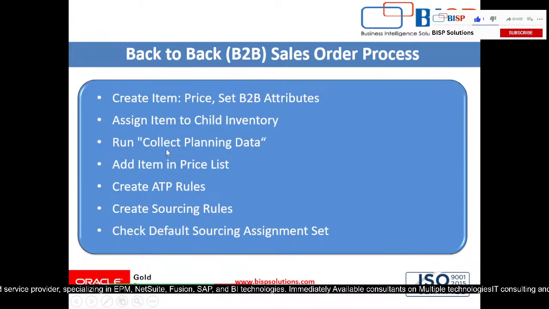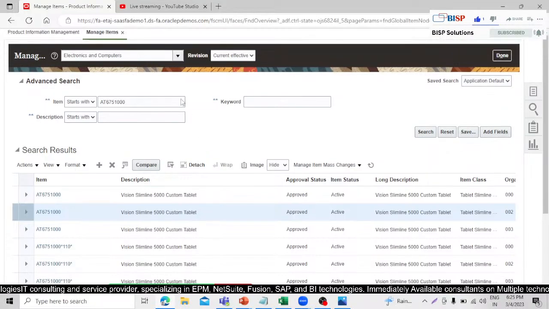Now run collect planning data. So if you create the item, set this price, set the B2B attributes, and assign the item to the child inventory, at that time we have to perform this collect planning data. Right now we do not need to perform this task because we have already done these things, right? Now add the item to the price list, right? At the price list we can define our sales order sell price, right? So let's go to this one.